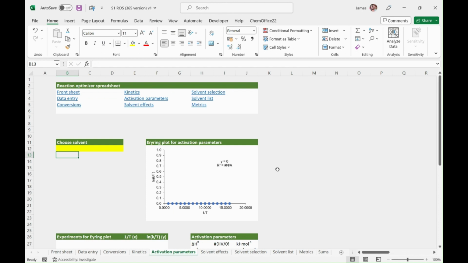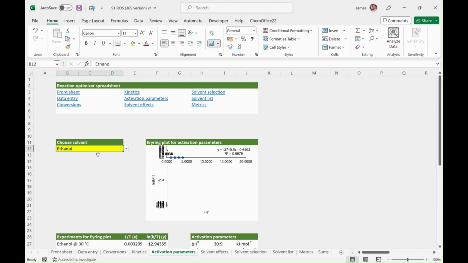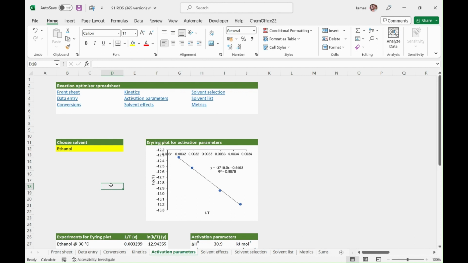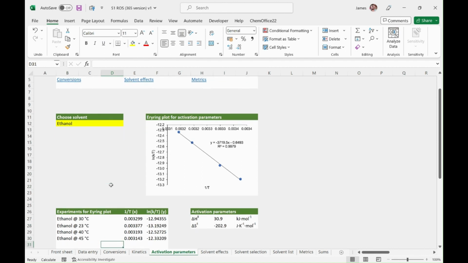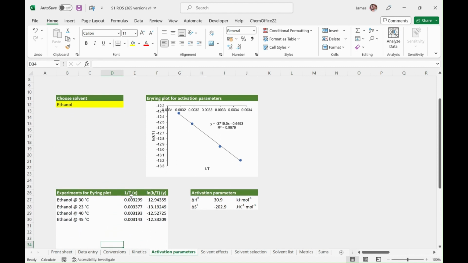In the activation parameters tab, if you have varied the temperature of your reaction and monitored the kinetics, we can then derive the enthalpy and entropy of activation and gain more information on the mechanism of the reaction. In this case, we have data for 3 solvents. We have ethanol, for example, and now we generate the graph based on the Eyring equation. So the gradient of this chart is proportional to the enthalpy of activation, and the intercept on the y-axis is proportional to the entropy of activation. And these values will appear here.